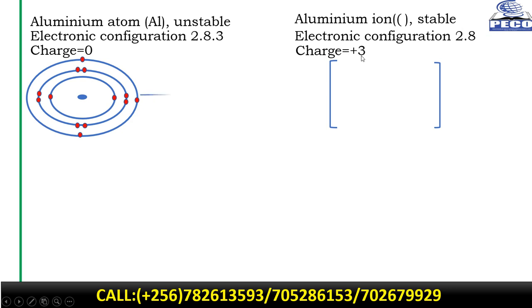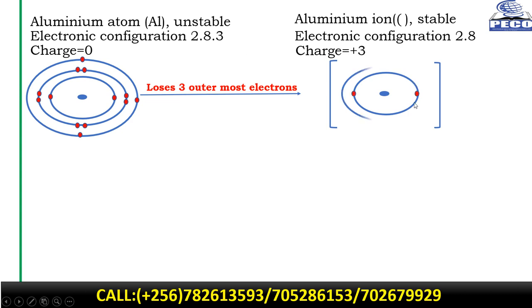and a charge of positive 3, after losing the 3 electrons, we shall have still our nucleus at the center. The innermost electrons are not lost, so those remain 2. The 8 electrons were not lost as well, so those also remain. So these are 2, 4, 6, and 8. And therefore, this becomes the atomic structure of the aluminium ion.